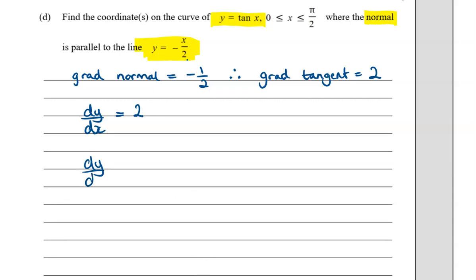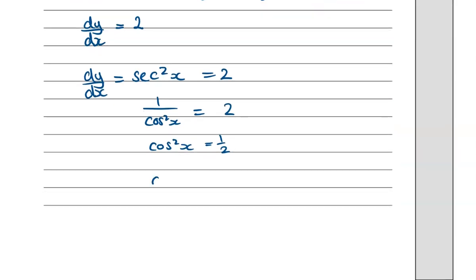So dy by dx of our graph, we're differentiating tan x, that gets sec squared x. Set that equal to 2, we get that 1 over cos squared x equals 2. So cos squared x is equal to 1/2. Therefore cos x is equal to plus or minus the square root of that, or 1 over root 2. Don't forget to include the plus or minus part.